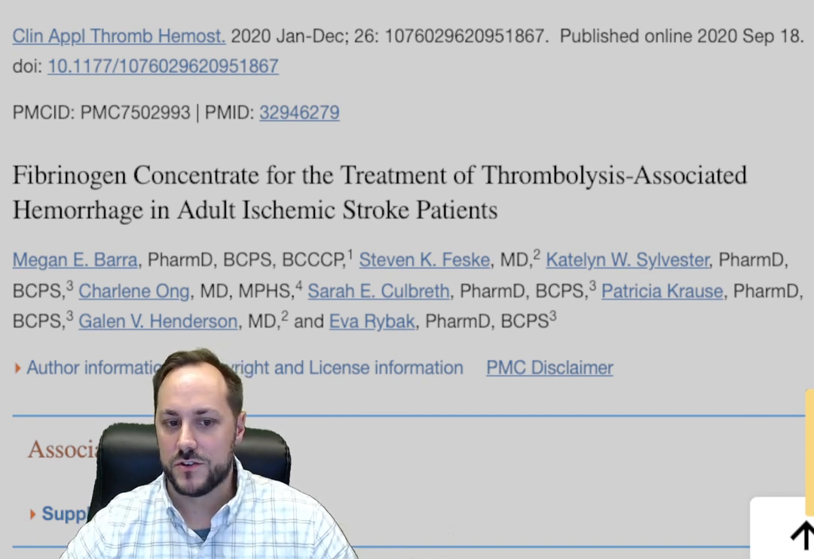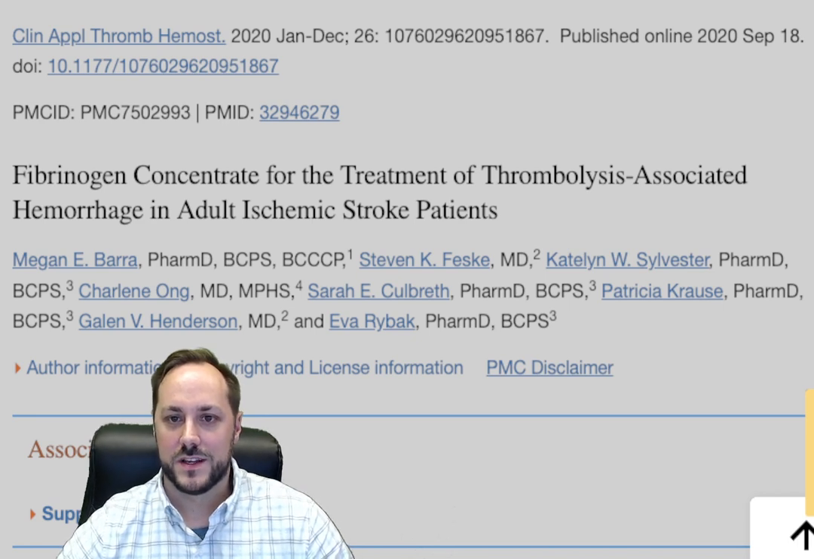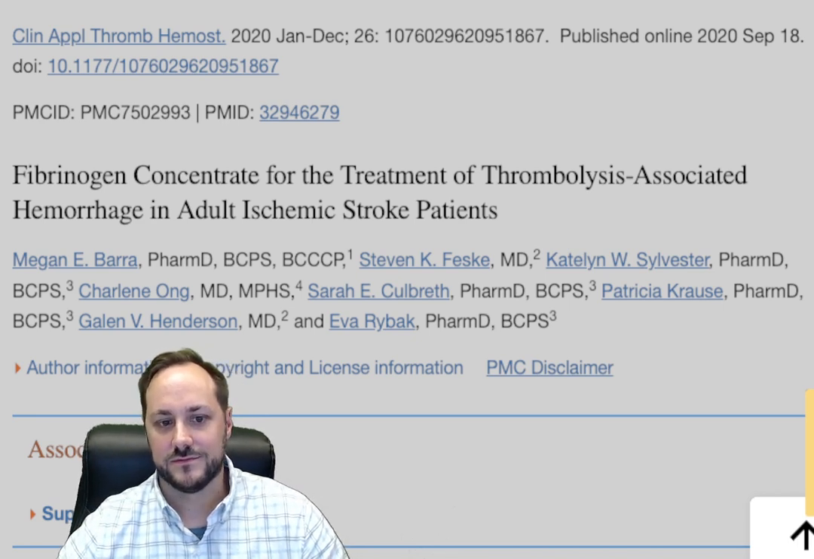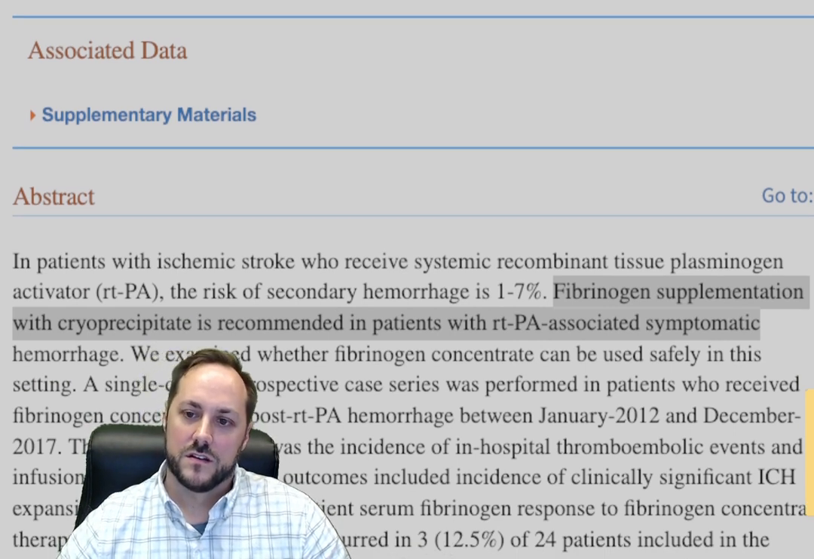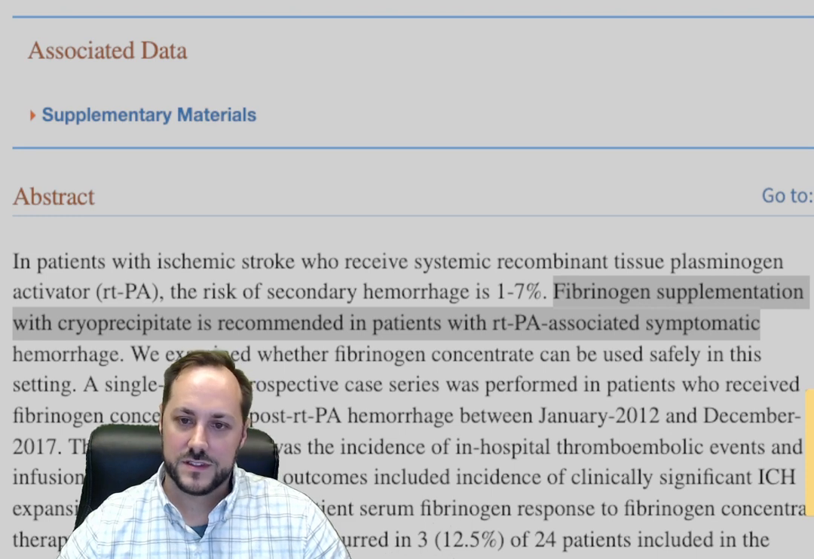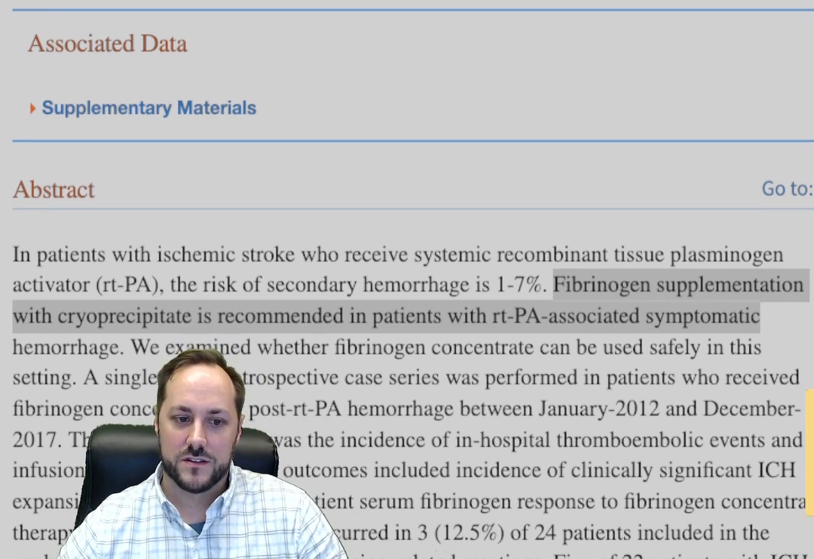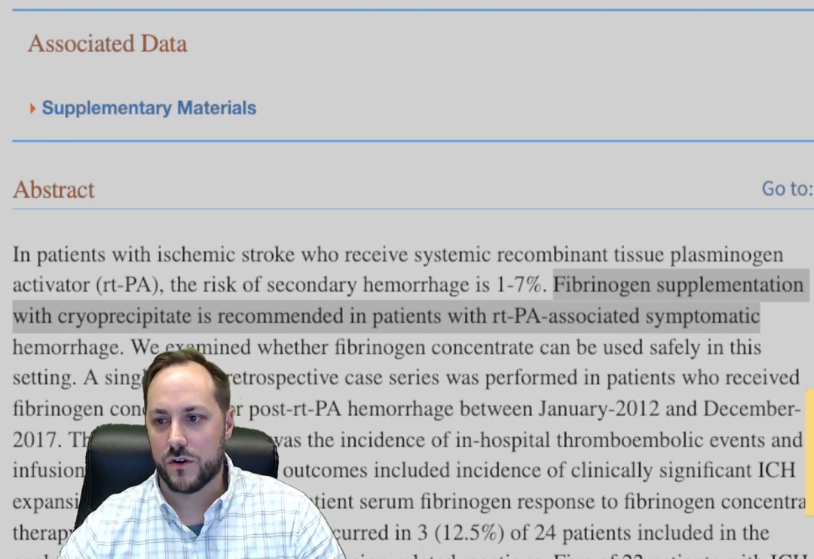Do any of you remember what blood product would replace fibrinogen? That would be cryoprecipitate. So it's important to have type and screen done on the initial labs and any protocol for giving tenecteplase at an institution, and then you can be ready to give cryoprecipitate when needed.